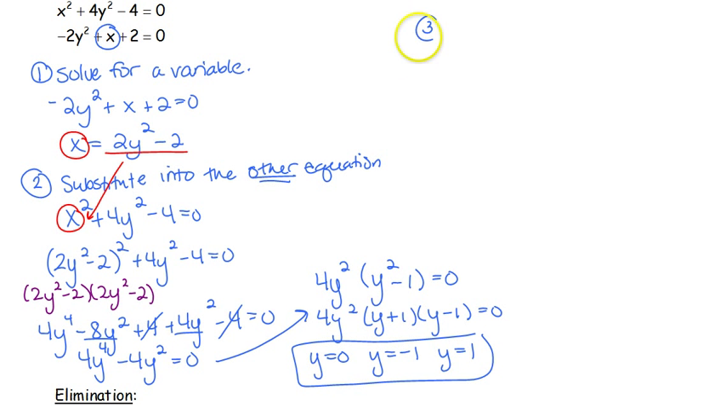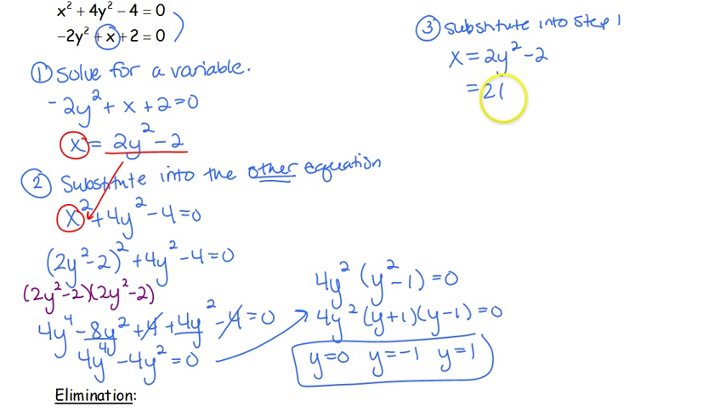Our last step, step 3, is substitute into step 1. So we found 3 possible values. We've got to plug all 3 of those in. So step 1, we had x is equal to 2y squared minus 2. You could really substitute this back into either one of the original equations as well. I just like step 1 because it's already solved for x, and that's what we're looking for.